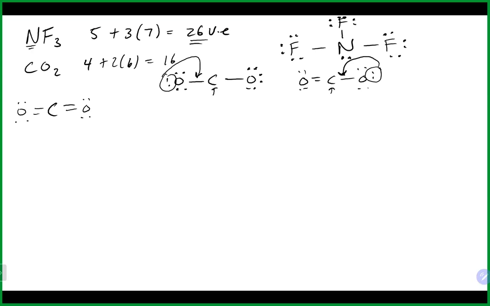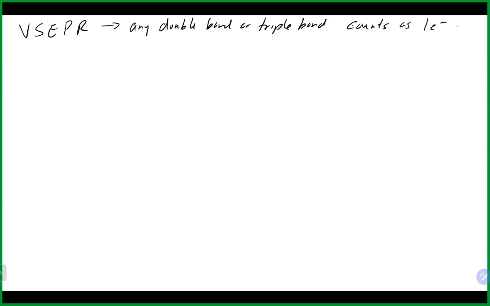Now, after we talked about drawing these things, we talked about the idea of molecular geometry and VSEPR, which stands for valence shell electron pair repulsion model. And remember that when we do this for geometry, there are 2 really important things. Any double bond or triple bond counts as 1 electron pair and 1 bond.